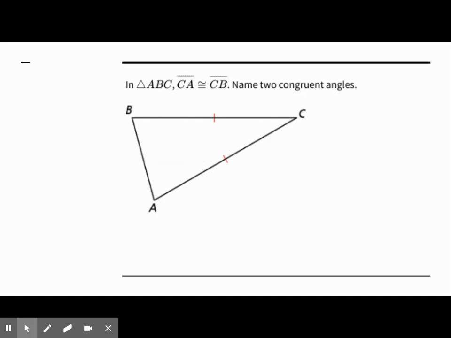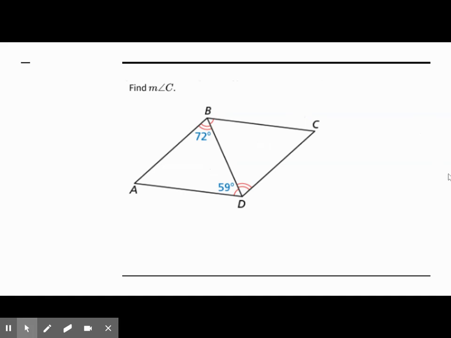Next one. In triangle ABC, segment CA is congruent to segment CB. Name two congruent angles. Perfect. Angle B and angle A would be congruent. Oh, sorry. These are the two legs, so right below those would be the two base angles. And next one. Find the measure of angle C.